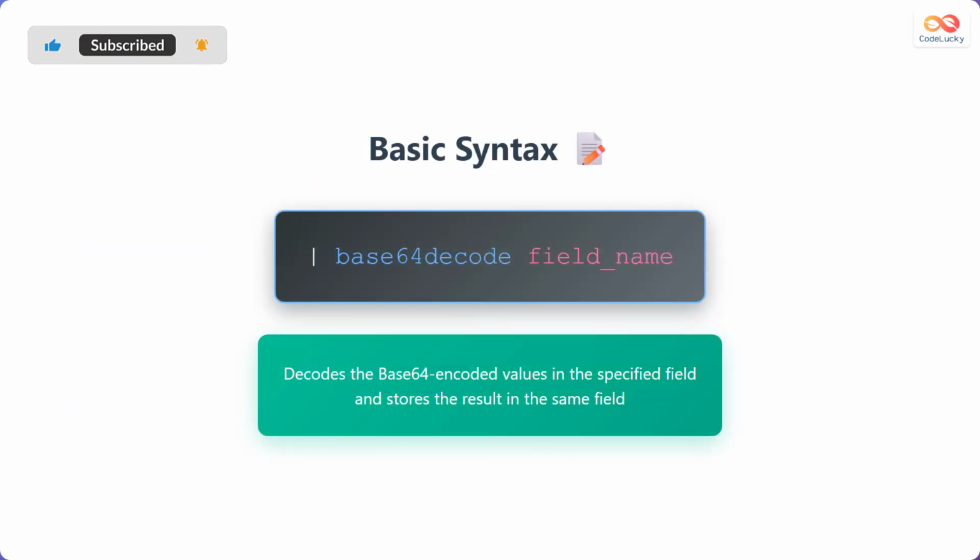The syntax for the base64 decode command is straightforward and follows standard SPL conventions. You use a pipe symbol followed by the command name base64 decode, then specify the field name that contains the encoded data. The basic structure is pipe base64 decode field_name. This command will decode the base64 encoded values in the specified field and store the decoded result back in the same field, replacing the original encoded content.